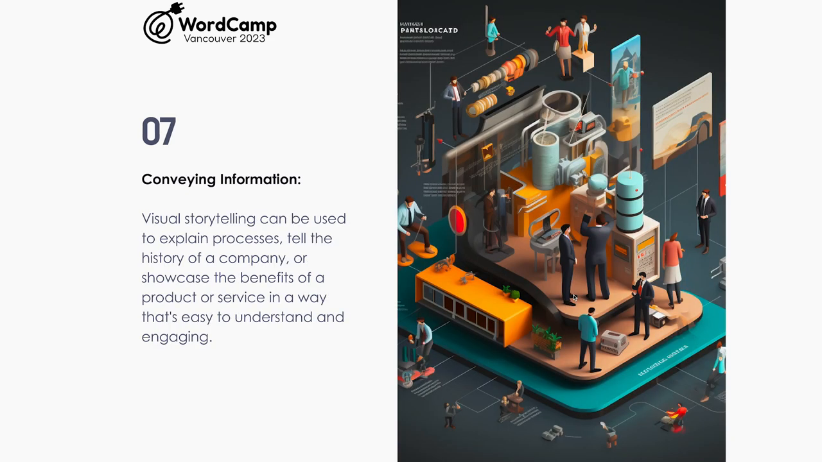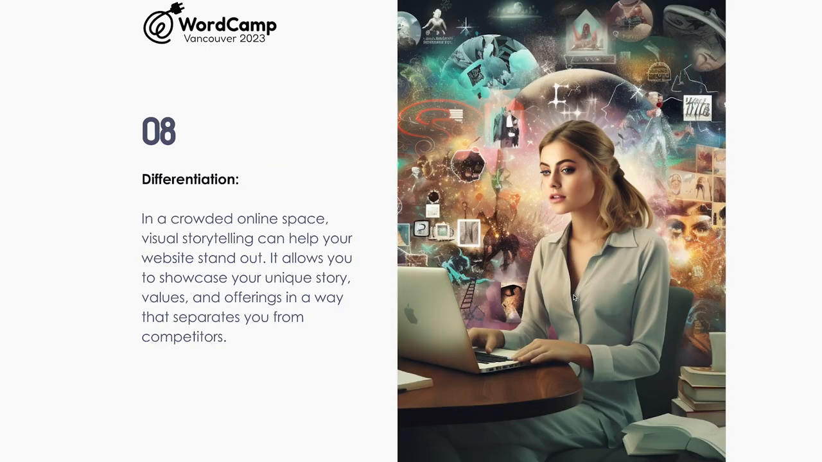Number seven, conveying information. Visual storytelling can be used to explain processes, tell the history of a company, or showcase the benefits of a product or service in a way that's easy to understand and engaging. Number eight, differentiation. In a crowded online space, visual storytelling can help your website stand out. It allows you to showcase your unique story, values, and offering in a way that separates you from competitors.